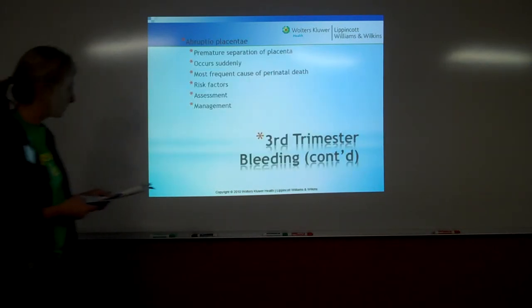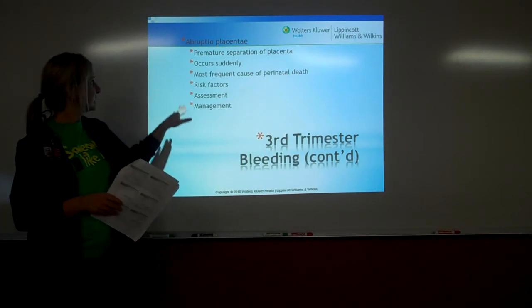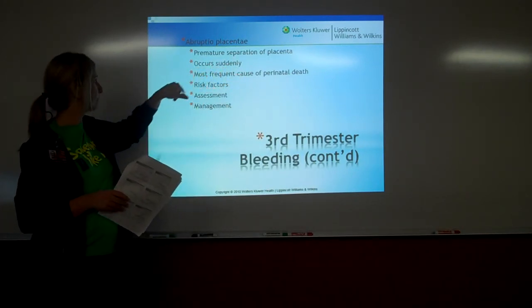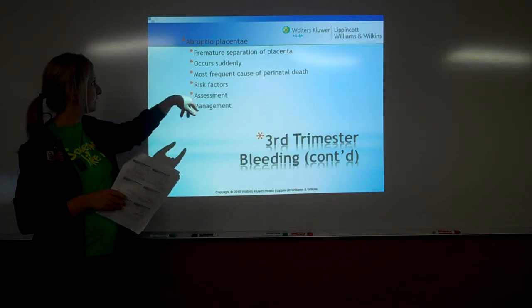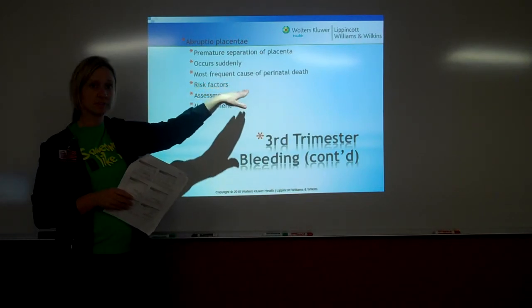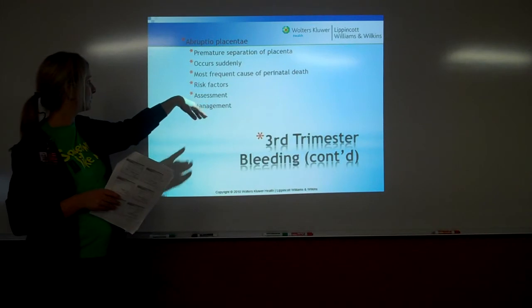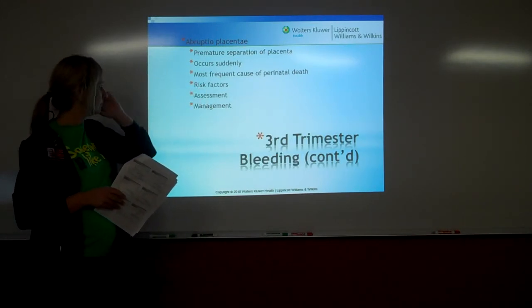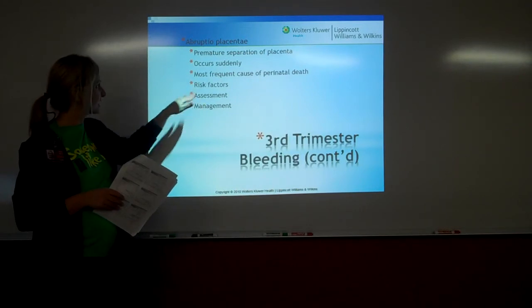Abruptions. So the placenta prematurely separates from the uterine wall and occurs suddenly. It's the most frequent cause of perinatal death. So trauma, drug use, things like that are risk factors.